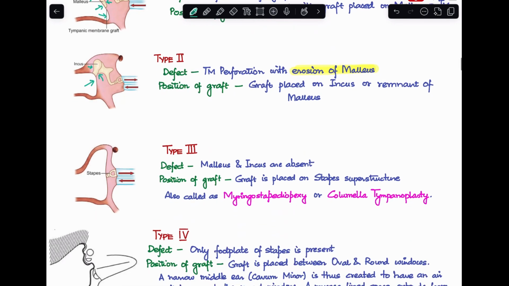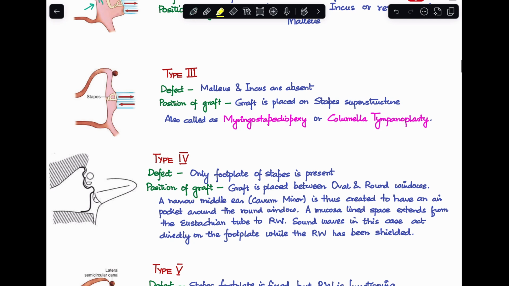In type 3, the defect is that the malleus and incus are both absent. So what do we do in this case? You can see that there is only stapes present over here in the middle ear. So in this case, the graft is placed on the stapes suprastructure, which is over here. And this type 3 tympanoplasty is also known as myringostapediopexy or columella tympanoplasty.